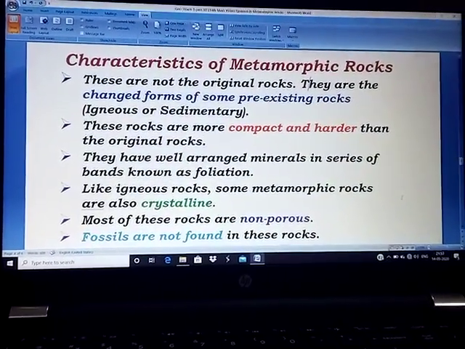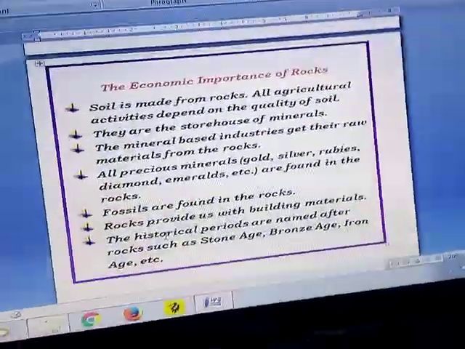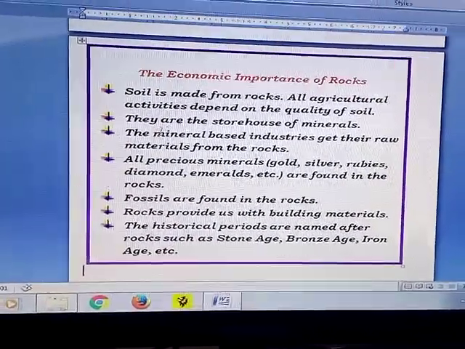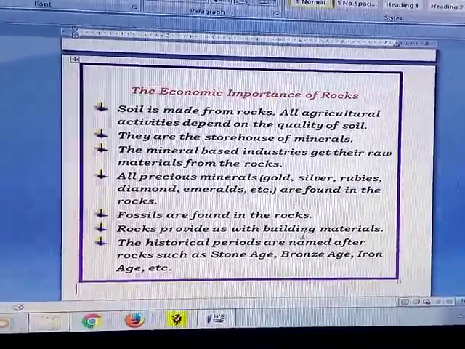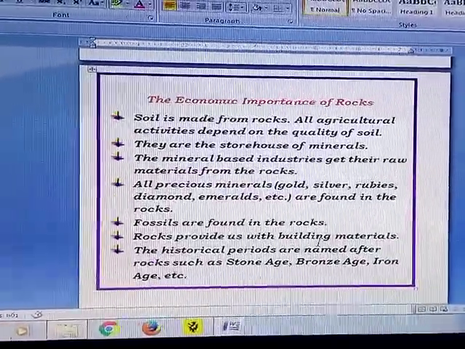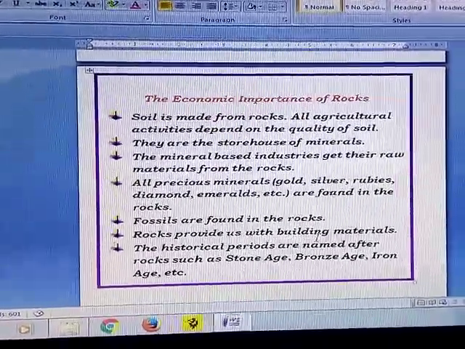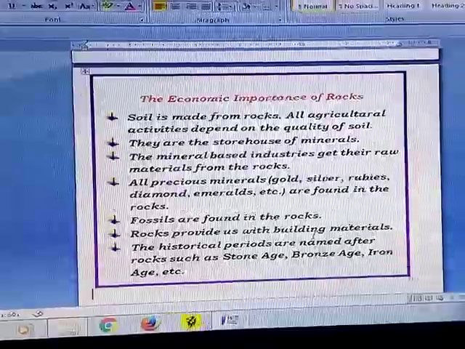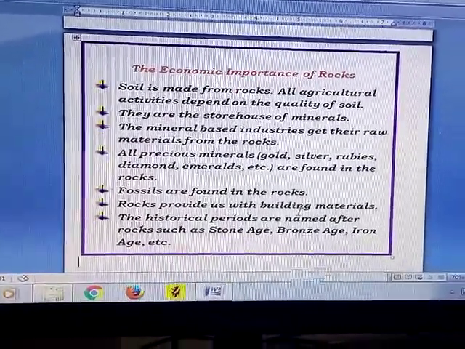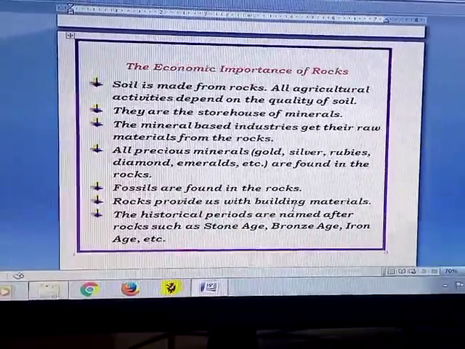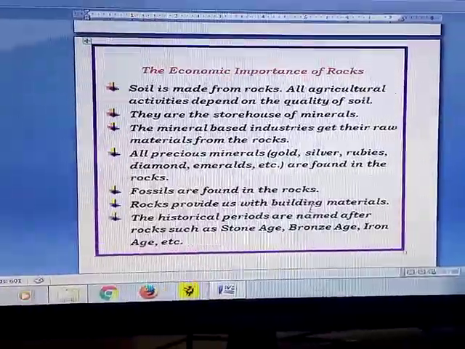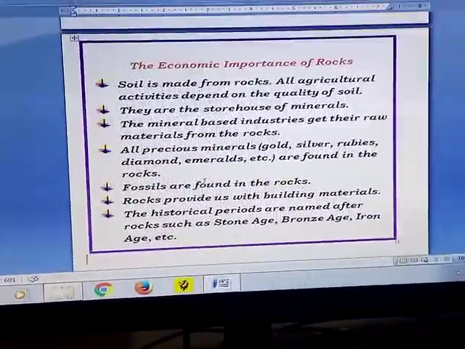Now, in general, we shall be talking about some economic importance of rocks. In general, not just sedimentary or igneous or metamorphic, but what is the importance, benefit, profit of rocks? This is what we are discussing.